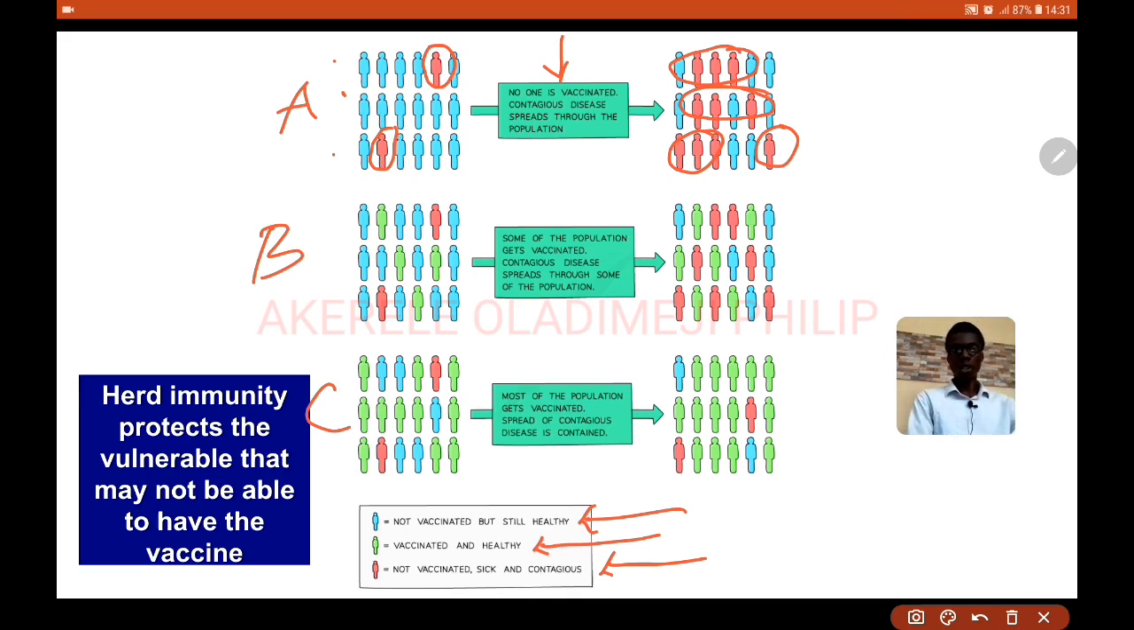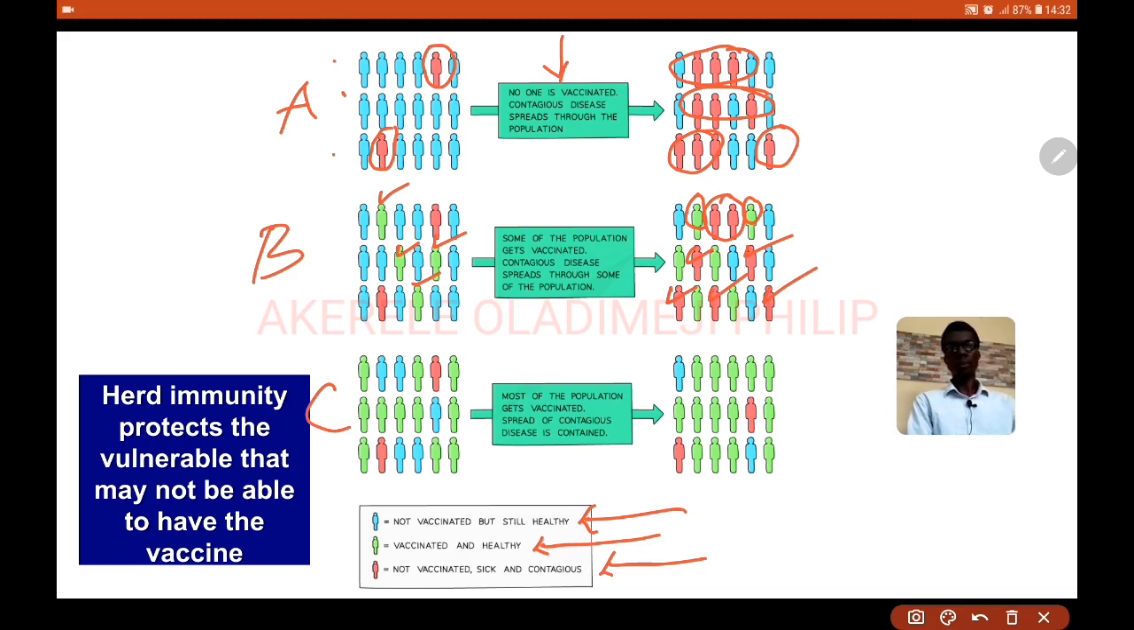So let's see what happens in group 2. Now in group 2, we have the green. 1, 2, 3, 4. They were vaccinated out of 16 people. See what happens. So it says here, some of the population gets vaccinated. Now, the contagious disease spreads through some of the population. Now, see what happens. Those that are vaccinated obviously will not get the disease. They still remain like that. But now, see that the people that were infected are just 2, 3, 4, 5, 6, 7. So only 7 people got the disease now because some people have been vaccinated.